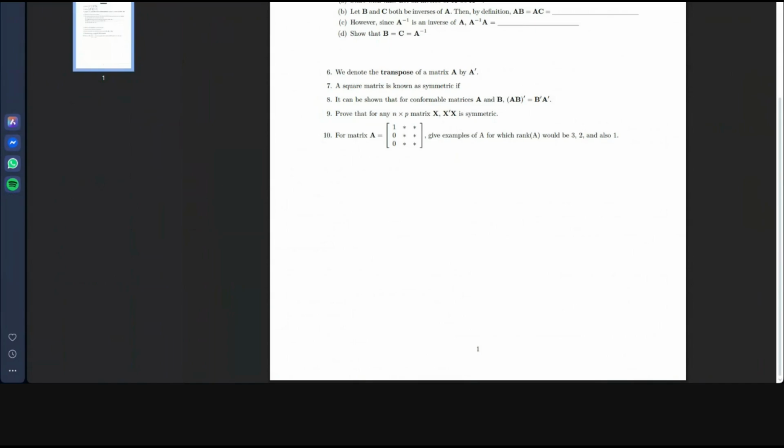For matrix A equals that thing, give examples of A so that rank A can be 3, or 2, and also 1. See whether you understand the concept of rank, okay? So work on problem 10 now, and then come back and we'll talk more about inverses.